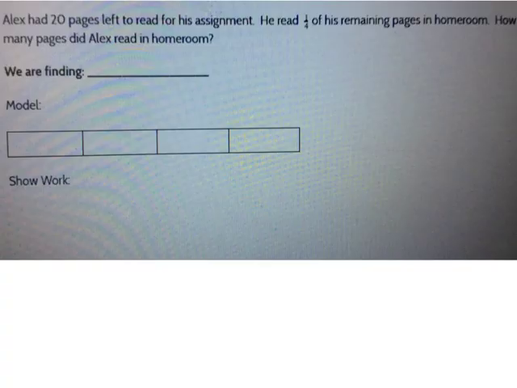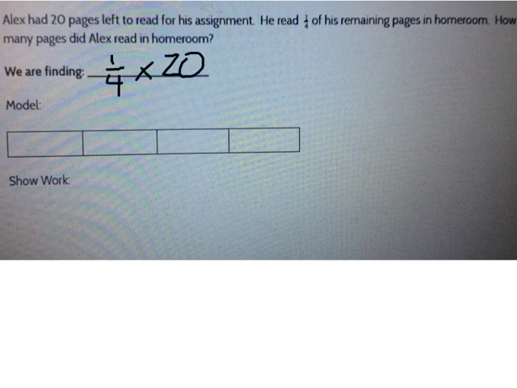Let's do one more example. Alex had 20 pages left to read for his assignment. He read 1/4 of his remaining pages in homeroom. How many pages did Alex read in homeroom? First, what are we finding in this problem? We're finding 1/4 of 20, or 1/4 times 20.